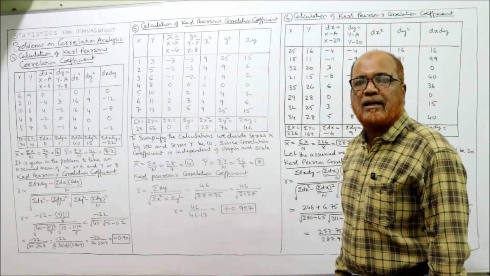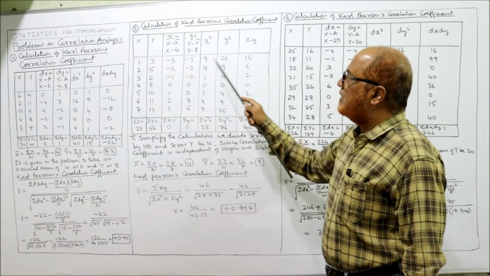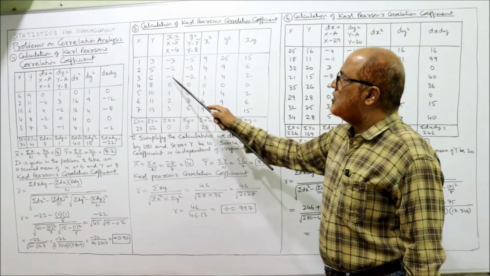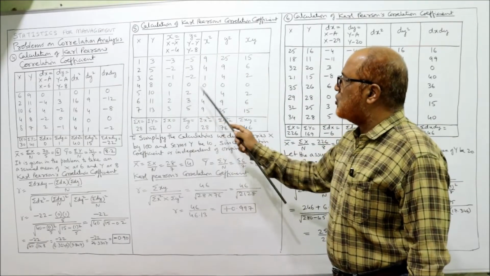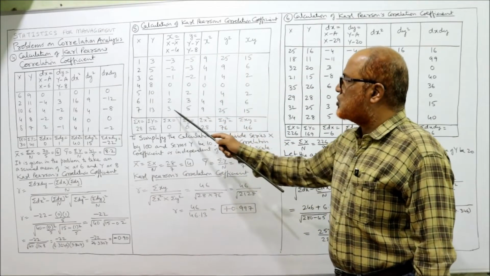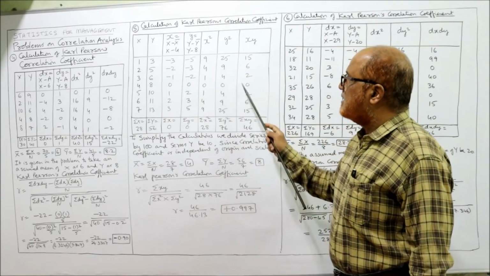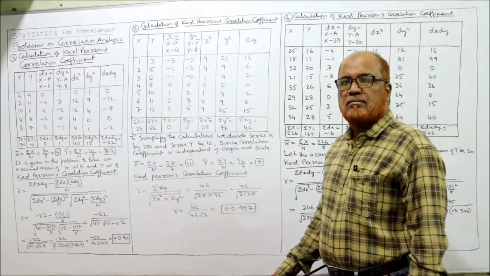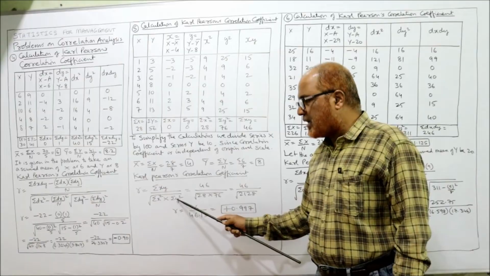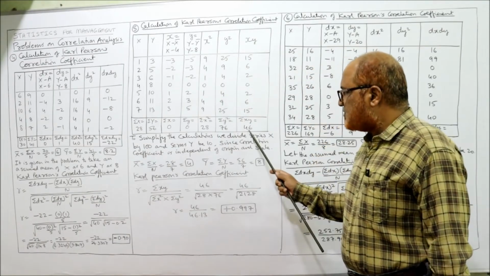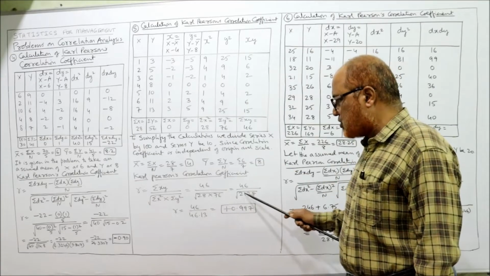Now x into y. Multiply x into y. 5 into 3, 15. 2 into 3, 6. 1 into 2, 2. 0 into 0, 0. 1 into 2, 2. 2 into 3, 6. 3 into 5, 15. Remember, minus into minus will become plus. Take the total, 46. Now Karl Pearson's coefficient of correlation is summation xy by square root of summation x square into summation y square. Xy is 46. X square 28 into 76 under root.